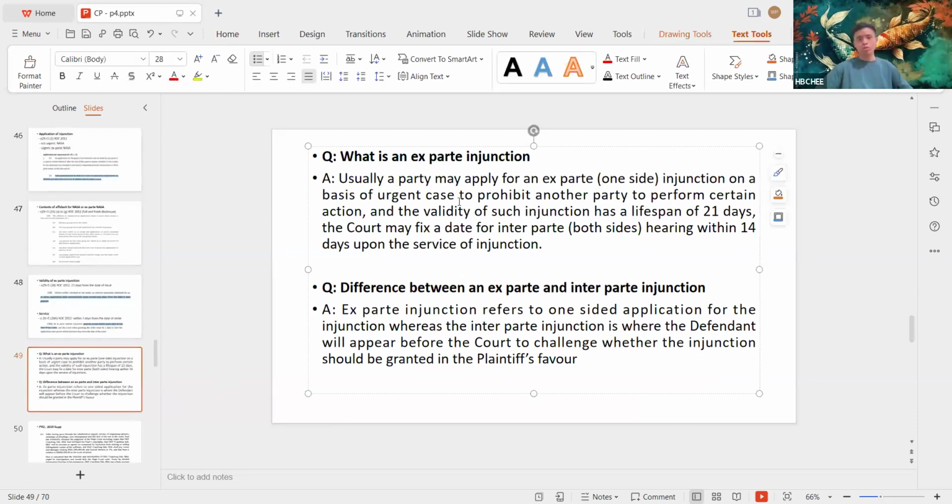Now the question I'm going to ask you, so this is how I'm going to clarify with you all. What is an ex parte injunction? In view of urgency, the plaintiff may apply for an ex parte injunction to prohibit another party from performing an act, and the validity is for 21 days. Then after service, within 7 days, the court will fix a date for the inter partes hearing.